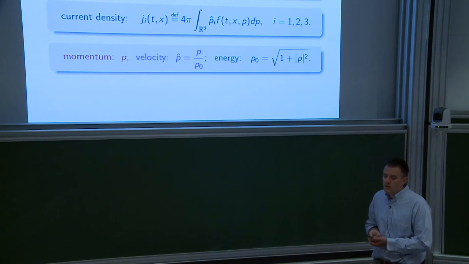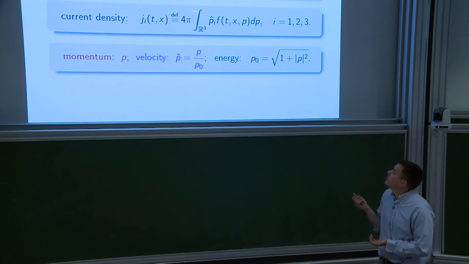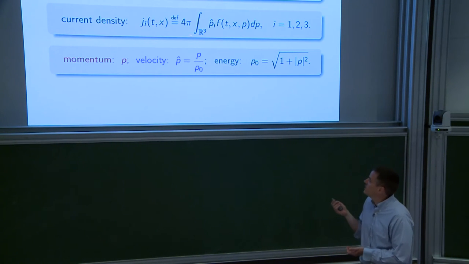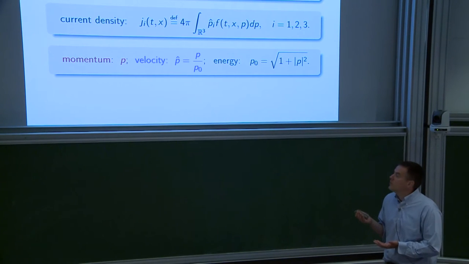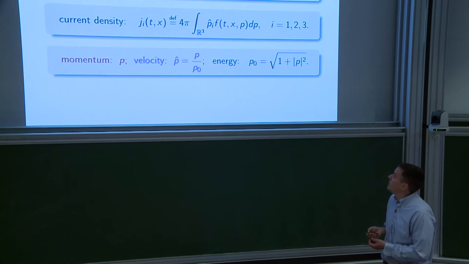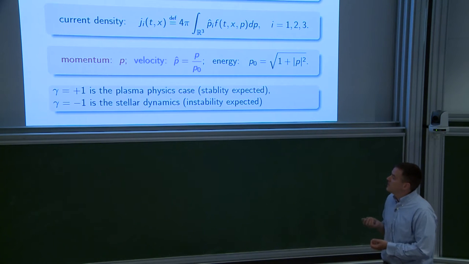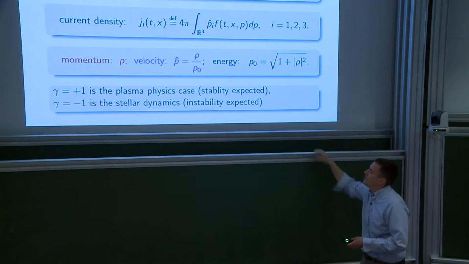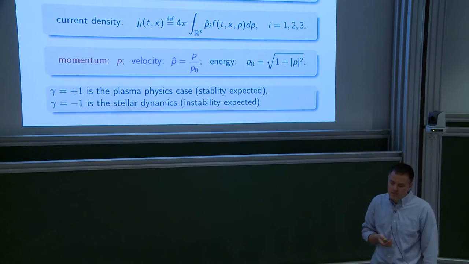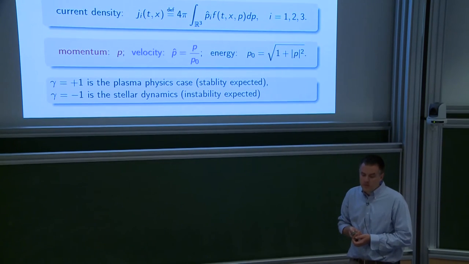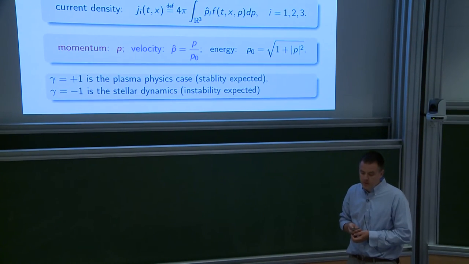I'm hiding the speed of light. It should be present in the whole equation, but it's not. It's normalized equal to 1 here. And so in the relativistic case, velocities are bounded by the speed of light, which in this case is 1. So this is the full model. As I said before, gamma equal plus 1 is the plasma physics case. In that case, stability is expected, and gamma equal minus 1 is the stellar dynamics case. And in that case, instability might be expected for certain initial data. You have examples of that for relativistic Vlasov-Poisson that I'll mention later.